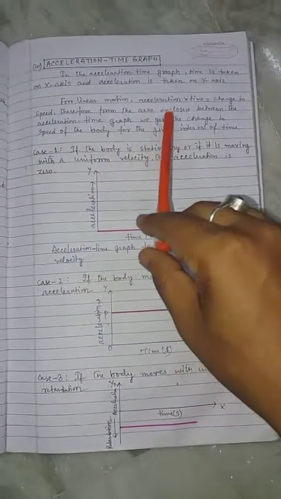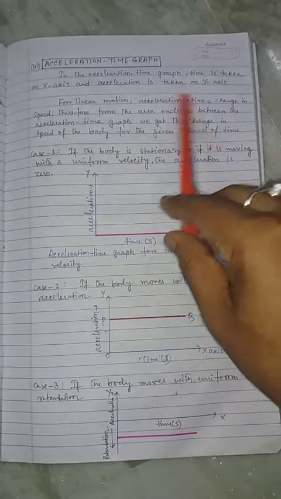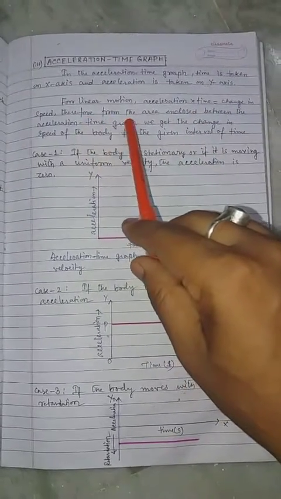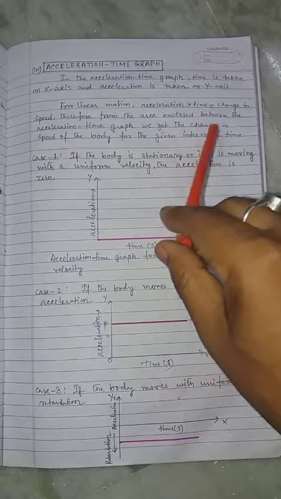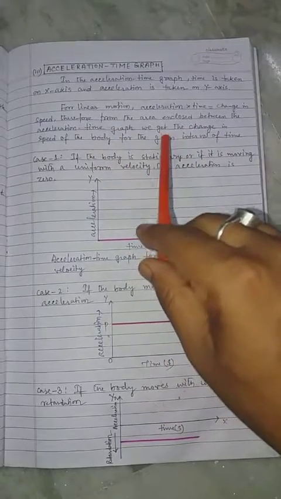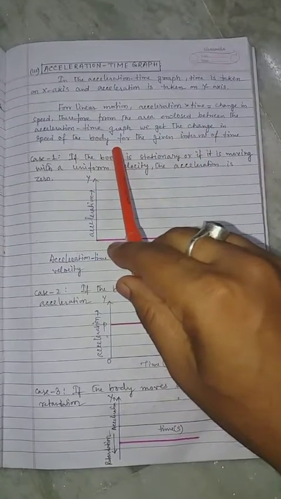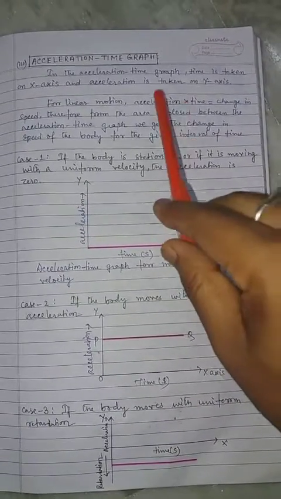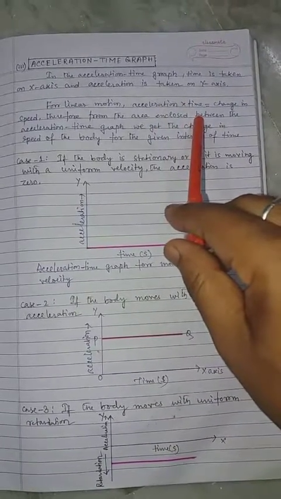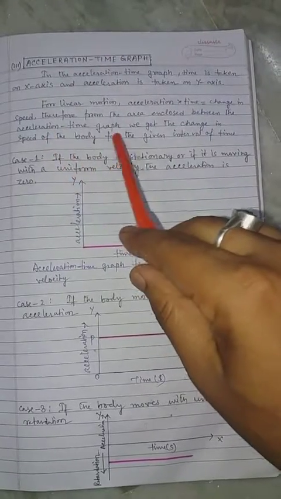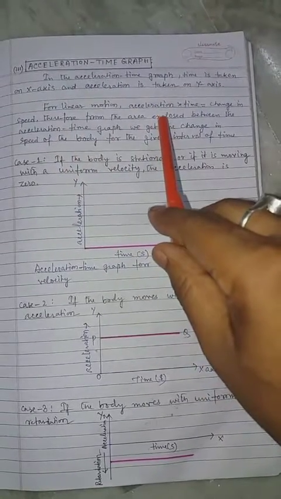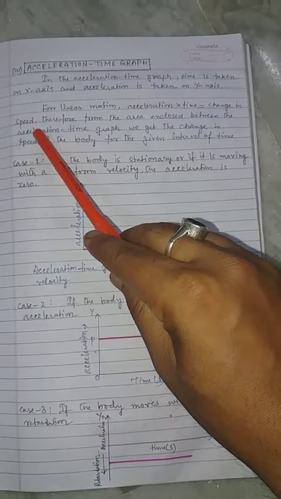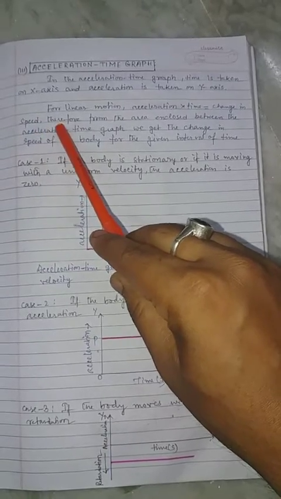For linear motion, acceleration into time equals change in speed. Therefore, the area enclosed by the acceleration time graph gives the change in speed of the body for the given interval of time. Because acceleration into time equals speed, the area of the acceleration time graph gives the change in speed.